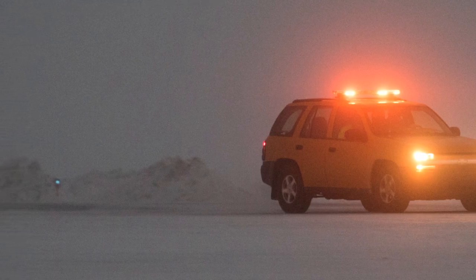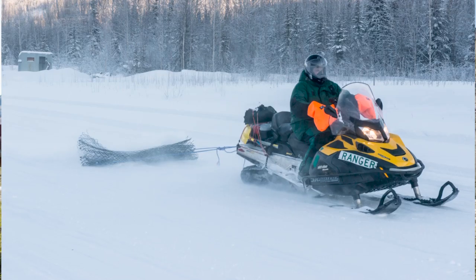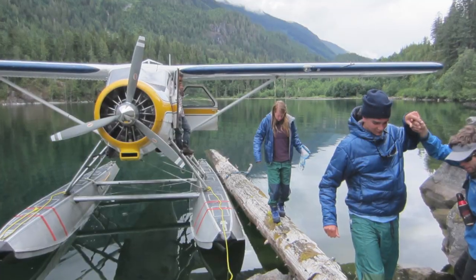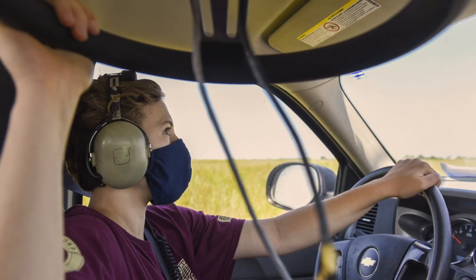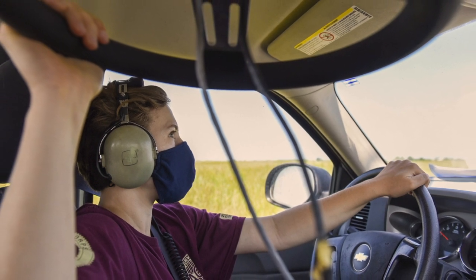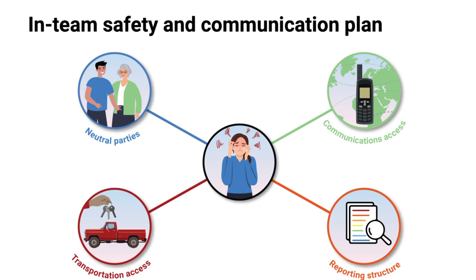Institutional protocols on vehicle use may make vehicle access across the team tricky or not feasible, and think through this ahead of time as well and create as much access as possible. One practical approach is that a neutral person should have the authority to use the vehicle, and they can assist anyone in need. The final key element to an in-team safety and communication plan is to establish clear reporting structure and procedures.